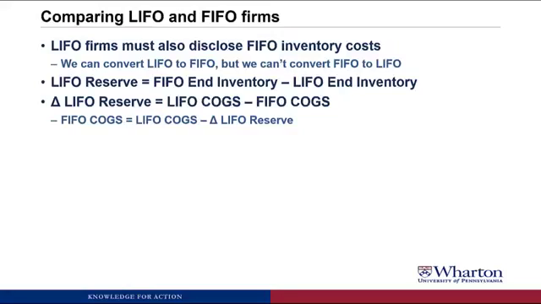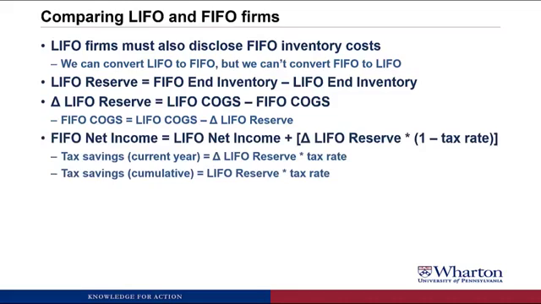So anyway, if we had a LIFO firm, we have their cost of goods sold under LIFO. If we want to convert to FIFO, all we have to do is subtract the change in LIFO reserve, and that'll give us what the cost of goods sold would be under FIFO. If we want to translate this to net income, we can use the equation that the FIFO net income is equal to the LIFO net income, which is what the LIFO firm's reporting, plus the change in the LIFO reserve times 1 minus the tax rate. We take it times 1 minus the tax rate to get an after-tax number, which is what we need to go between the two net incomes.